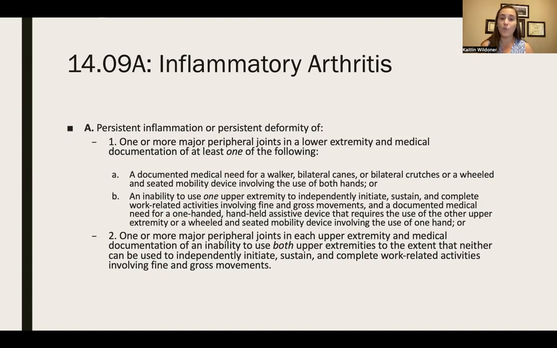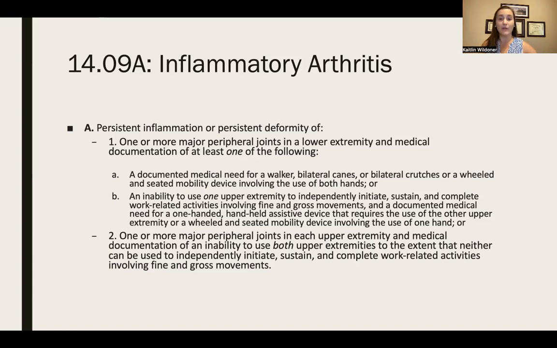Or if you have one or more major joints in the lower extremity with persistent inflammation or deformity and an inability to use at least one of your upper extremities to independently initiate, sustain, and complete activities, and a need for a one-handed handheld assistive device. So both hands, basically, this 1409A1 is talking about your lower extremities.